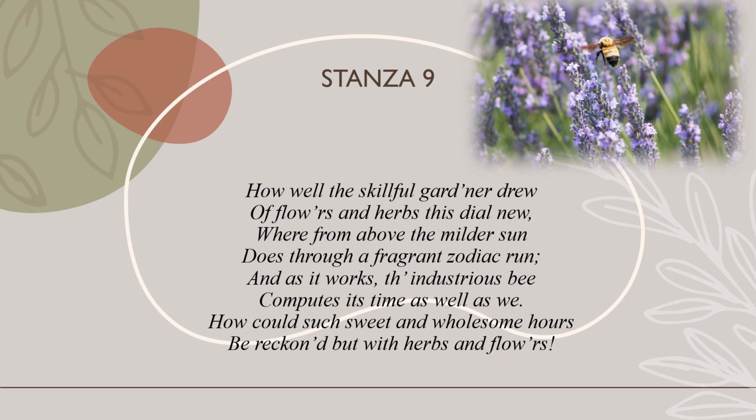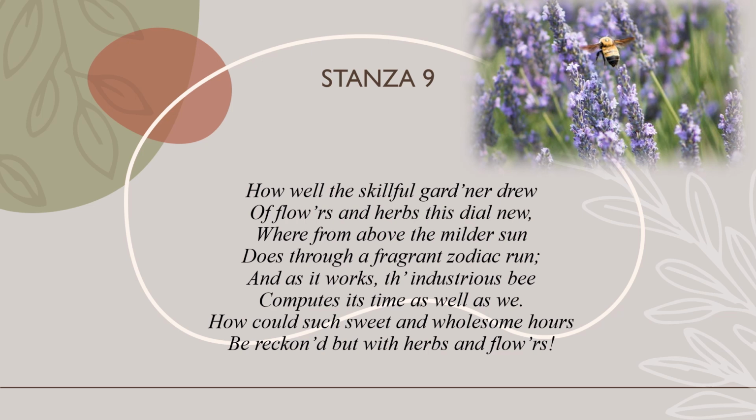These lines refer to God and call him a skillful gardener. Marvell says that God created nature with its flowers and herbs. God is like a clockmaker, and the sundial measures not just the passing of a day or a year, but the life of the speaker. Bees keep track of time as well as we humans do. They, like the narrator of the poem, spend all their time in the garden in a sweet and wholesome way in the company of herbs and flowers.